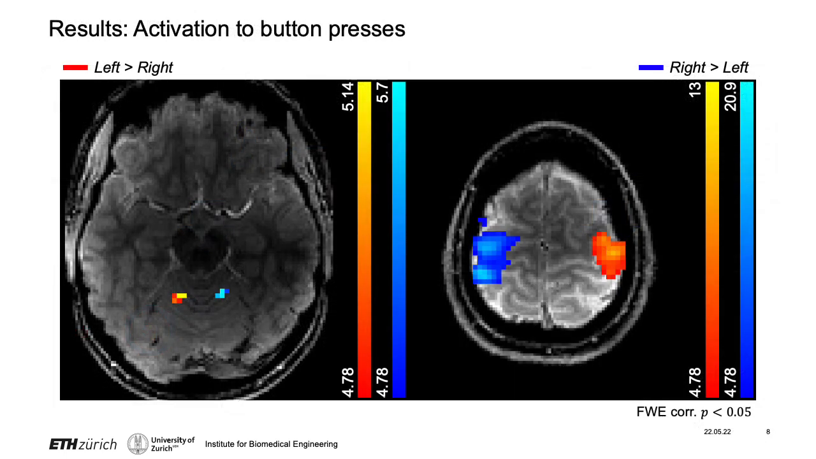So first, I would like to show you the T-score maps we obtained for activation related to the button presses. So we found activation down here in the cerebellum and also here in the left and right primary motor cortex and somatosensory cortex. This is nothing unusual. This is basically just what we expected as activation patterns for button presses.